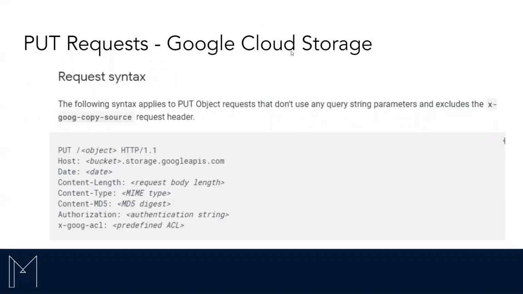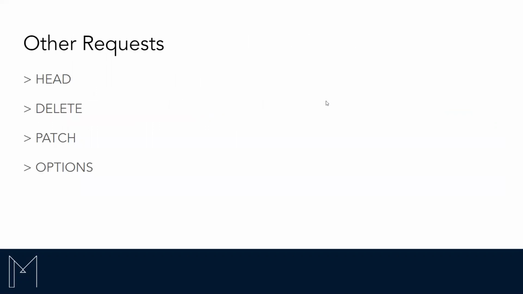As you can see here, Google Cloud Storage. To upload an object, we use the PUT request, PUT/object. Now, there are many other types of requests, including HEAD, DELETE, PATCH, and OPTIONS. However, these request types are not used very often, so you probably don't need to know them.